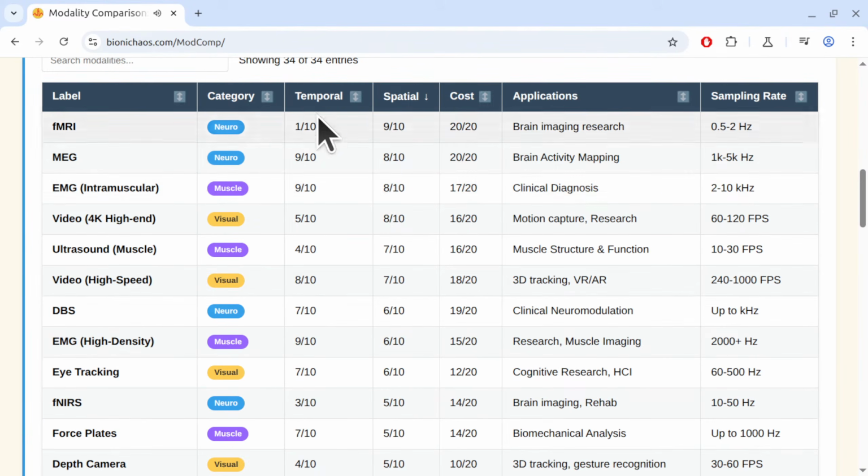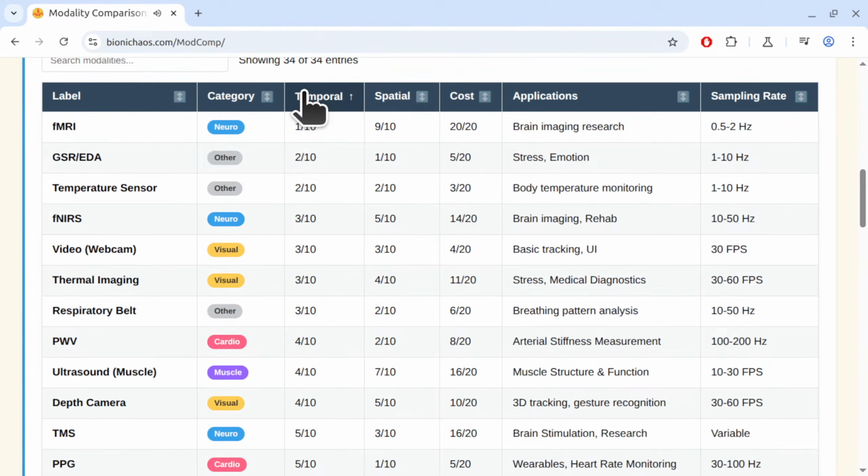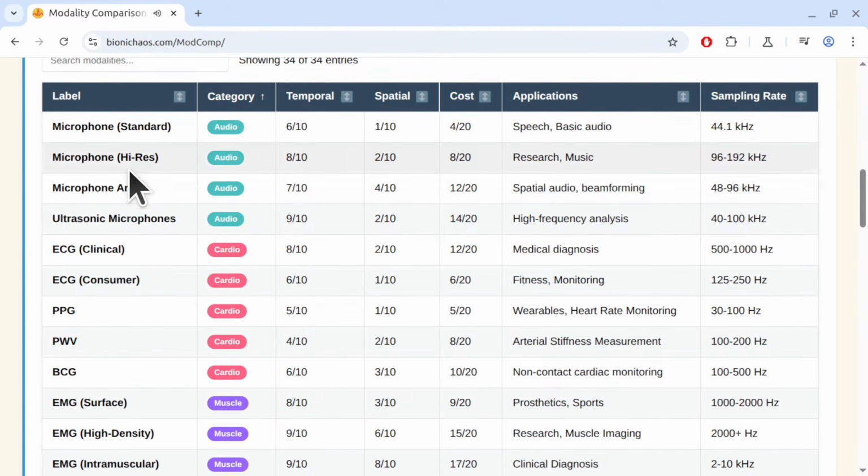Look at audio. You've got your standard microphone, maybe 6 temporal, 1 spatial, 4 cost. Okay, decent speed for voice, but terrible spatial. It just picks up sound generally. Pretty much. Can you hear me now?